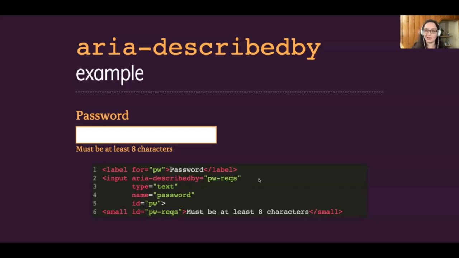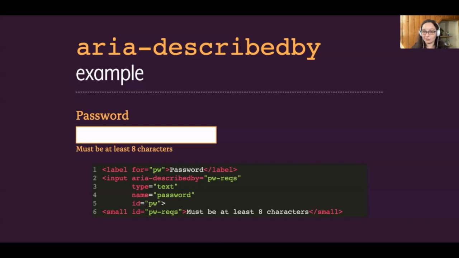pw-reqs. Now, if I also had an error message on this password field, then I could add that error message below the password field and associate it using the same aria-describedby attribute. I would just add an ID value to whatever element held the error message and then change my aria-describedby value by adding a space and then the ID value of the error message. So it could be aria-describedby equals pw-reqs space error-message, or whatever the ID value of my error message would be. So that's a way that you can have multiple descriptions and use that space separated value for either aria-labelledby or aria-describedby.